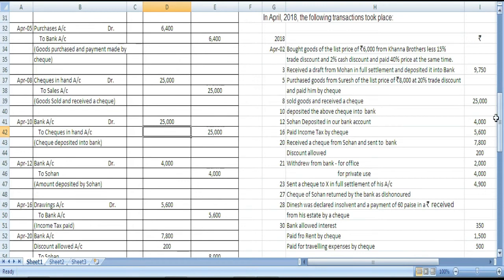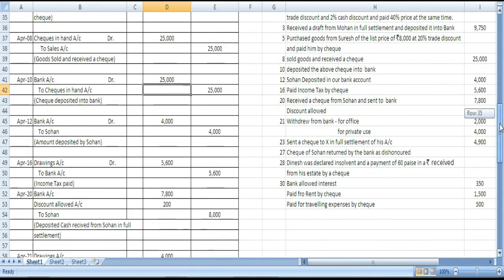Okay. So, here we will not write checks in hand account because we are directly sending it into the bank. We are not keeping it. If you are receiving a check, suppose on April 10 you received a check, you will debit checks in hand account, and on April 15 you deposited that check, so you will credit checks in hand account. But if on the same day you are receiving a check and depositing it, then you will not write checks in hand account.